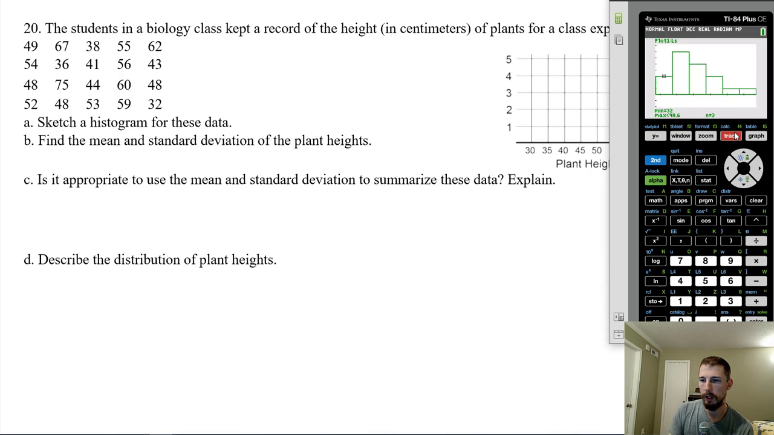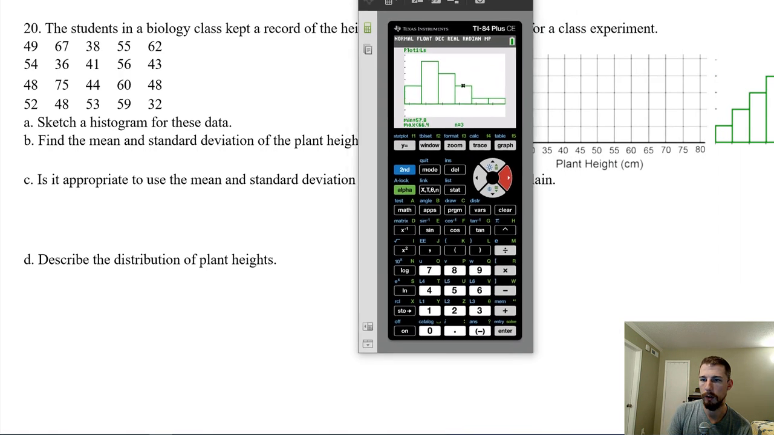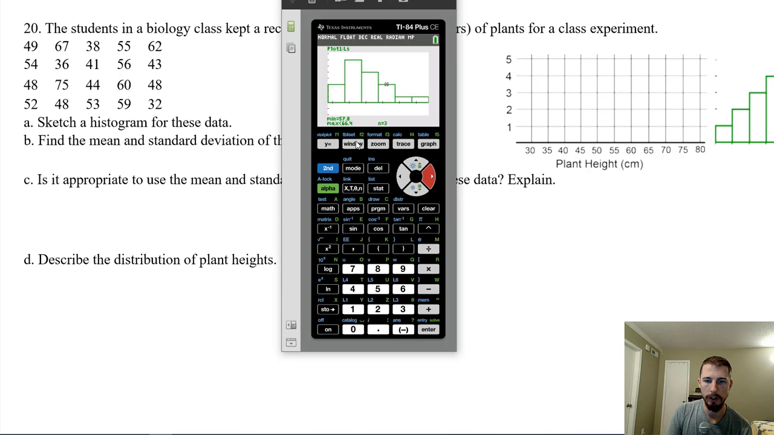But the problem here is that our window is not going to match up. If I hit trace, this window is not going to match up with what I have graphed out for you, which is what you're going to want to do. So we're going to change our window. Our minimum here is 30, maximum is 80.